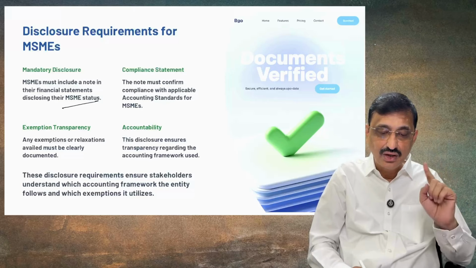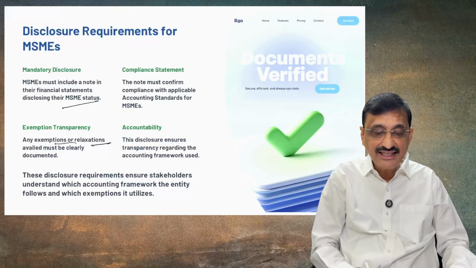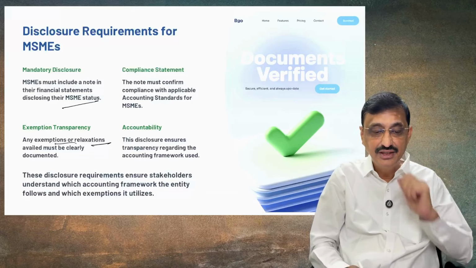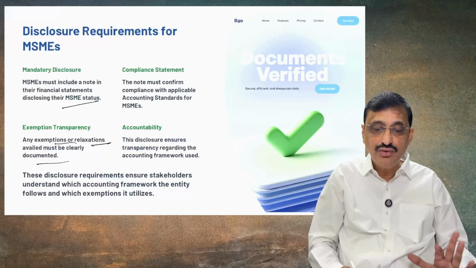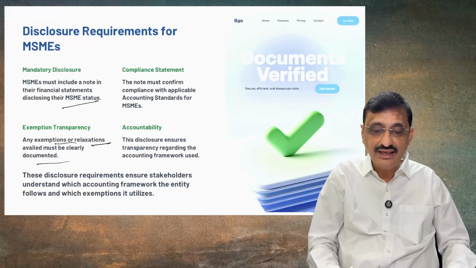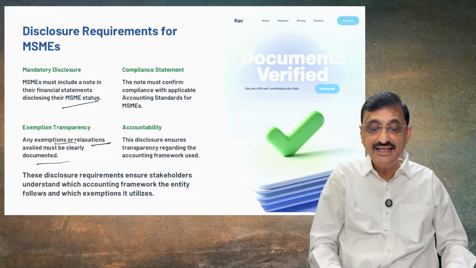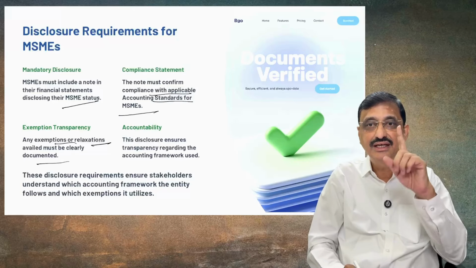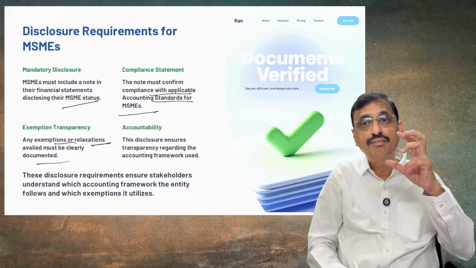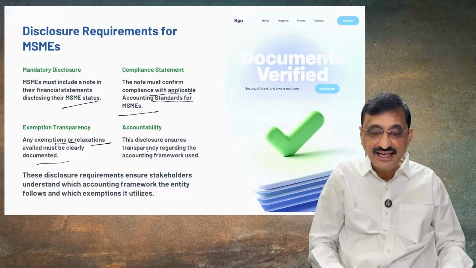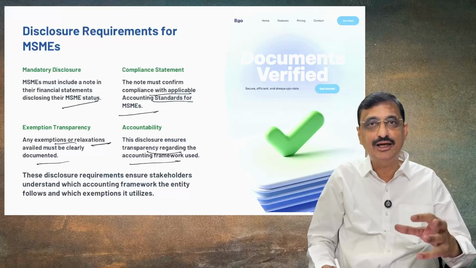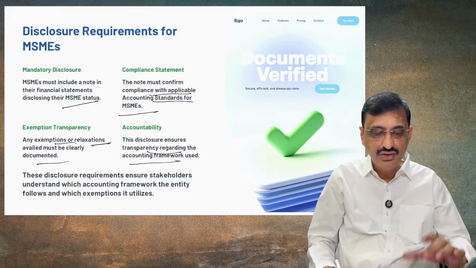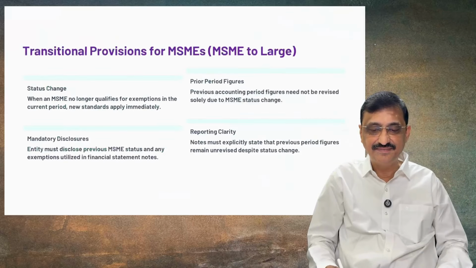Point number one. Also, any exemptions or relaxations which have been availed by the MSME should be documented in the notes on account. And also you have to give a note which will confirm that the entity has complied with the applicable accounting standards for MSME. A note has to be given. And also, because of this disclosure, there will be a transparency with regard to the accounting framework which the entity has adopted in preparation and presentation of its financial statements.